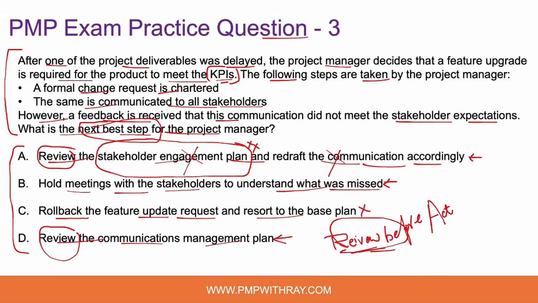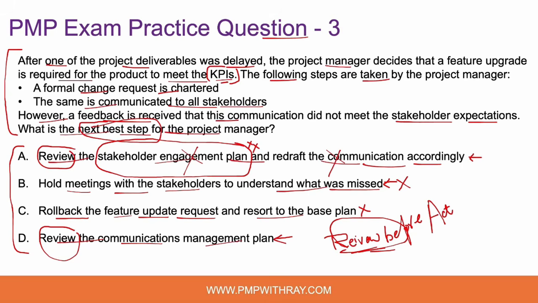Let's evaluate option B. Hold meetings with the stakeholders to understand what was missed. I'll rule out this option, guys, because that is not a productive use of the project manager's time. How many stakeholders will you meet, and how many meetings will you keep doing, just going back and forth on what you are proposing as part of this change request? That is definitely not a sensible option for a PMP project manager. So option B is incorrect.